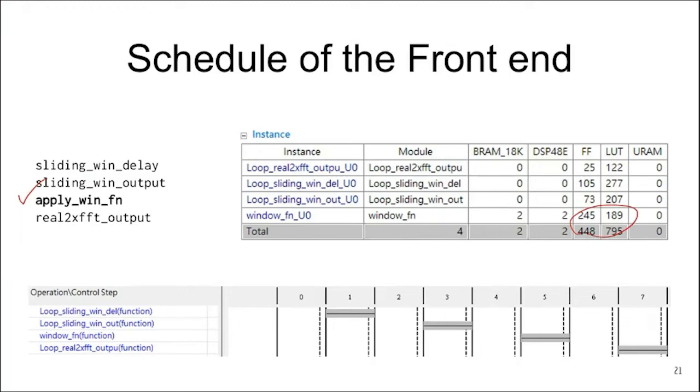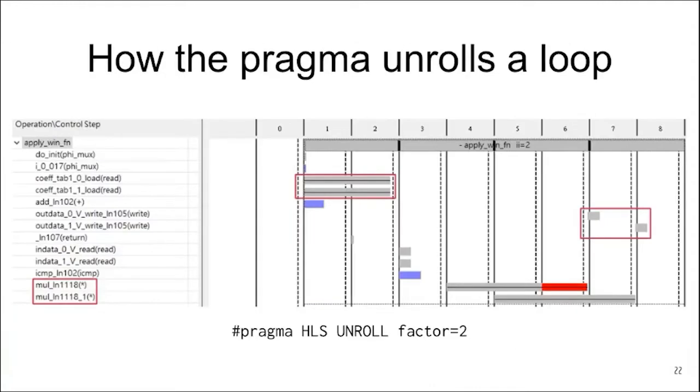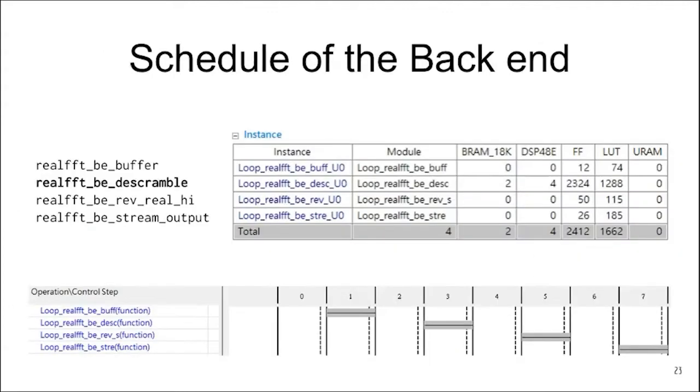And the for loops follow this order. We can see that when we apply the pragma HLS unroll with a factor of 2, then two multipliers are created, and then two consecutive read and write operations are present. Then the performance can be accelerated.